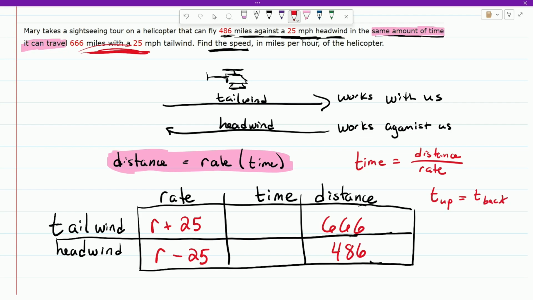All right. In other words, this helicopter went somewhere and then it came back. So the time is going to be the same. It's just that the distance that it traveled is going to be different because you're working with the wind or against the wind. So all we have to do to finish our table is to say, well, for time with the tailwind, it's going to be 666 over R plus 25 because it's distance divided by rate. And then the same will be below, except it'll be 486 over R minus 25.